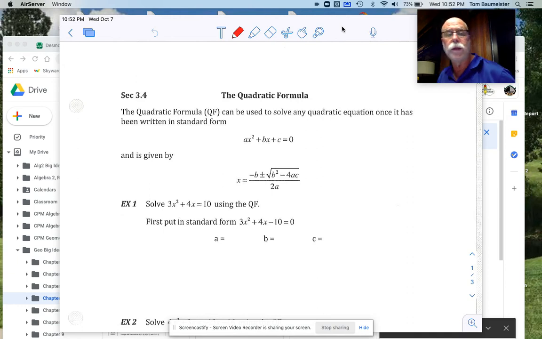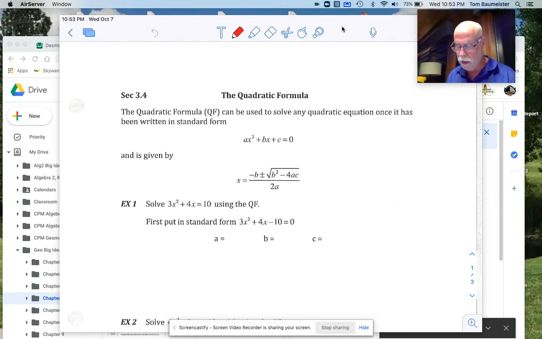All right, so section 3.4, ladies and gentlemen, is the quadratic formula. So the quadratic formula, I'll call it QF here, can be used to solve any quadratic equation once it has been written in the standard form, which is ax squared plus bx plus c is equal to 0. And it is given by the formula x is equal to negative b plus or minus the square root of b squared minus 4ac all over 2a.